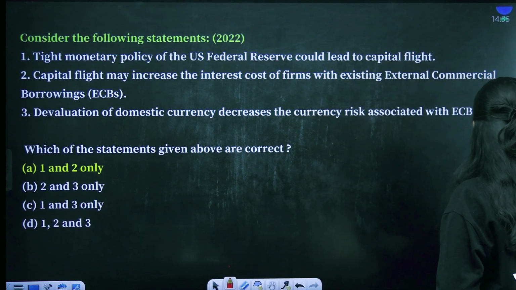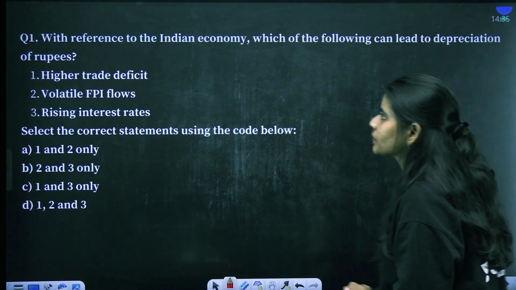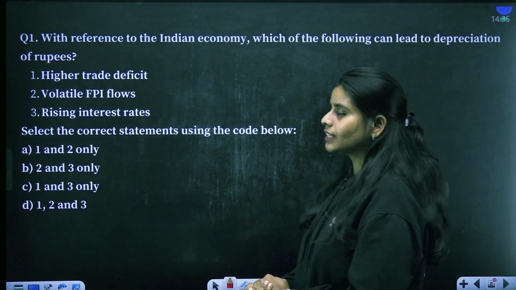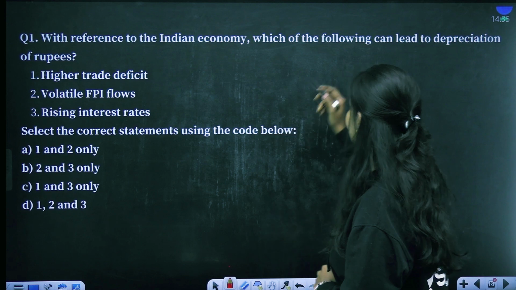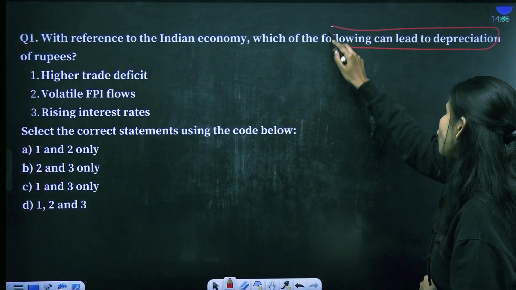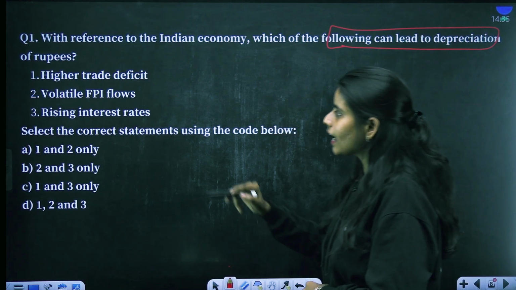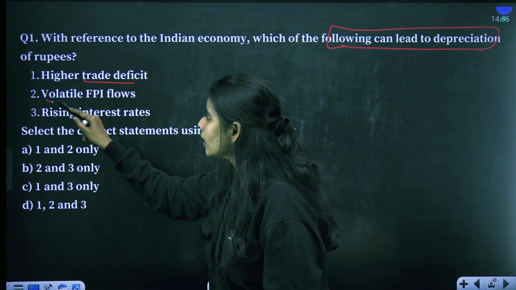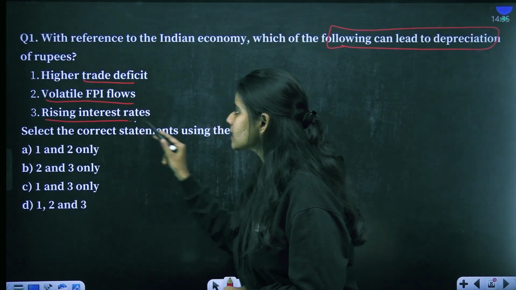So now let's start with the first question. With reference to the Indian economy, which of the following can lead to depreciation? This is asking you the cause of depreciation. Let's have a look at the options here. Higher trade deficit, volatile FPI flows, rising interest rates.